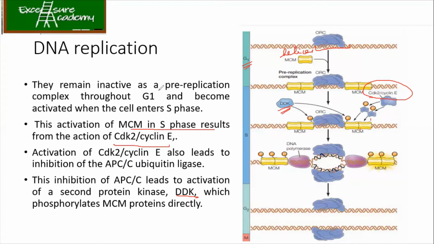Okay. So here ORC is the origin recognition complex. MCM, as I mentioned, is mini chromosome maintenance. CDK cyclin E. Then DDK. What is DDK? DDK is DBF4 dependent protein kinase. This is getting activated the moment APC is getting inhibited.